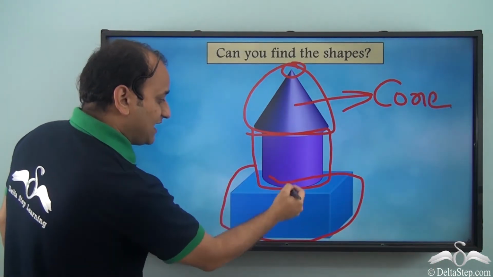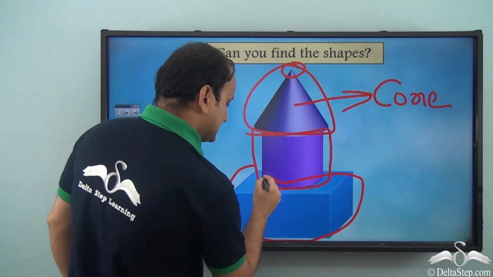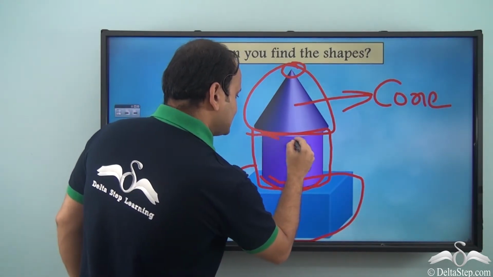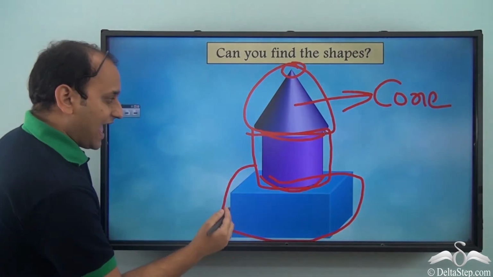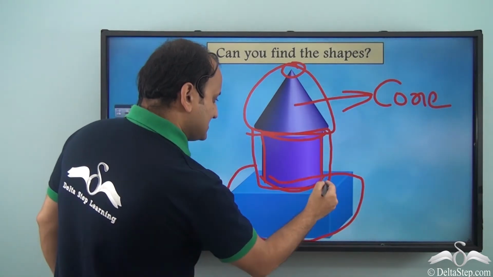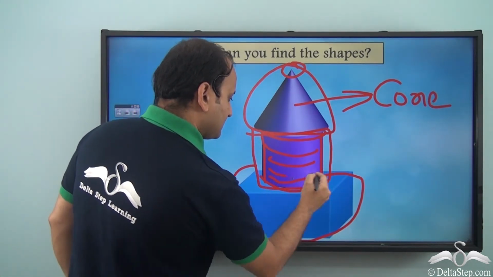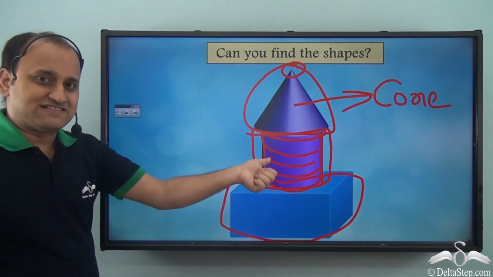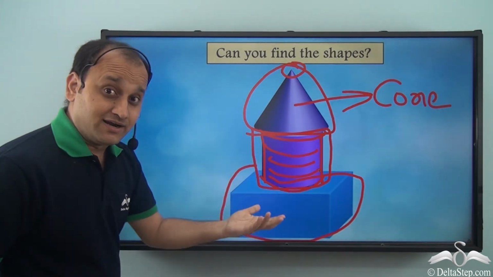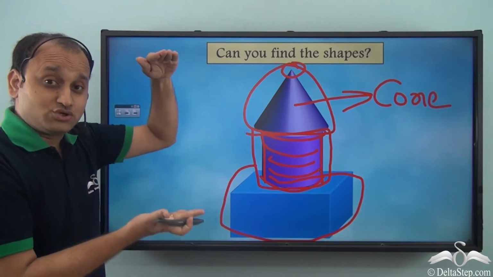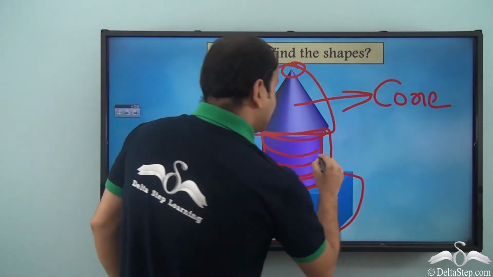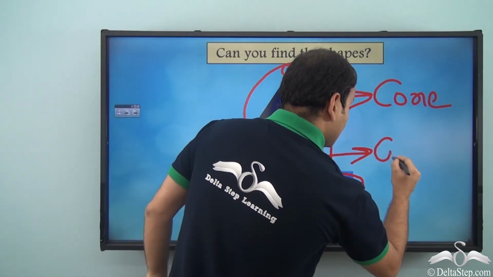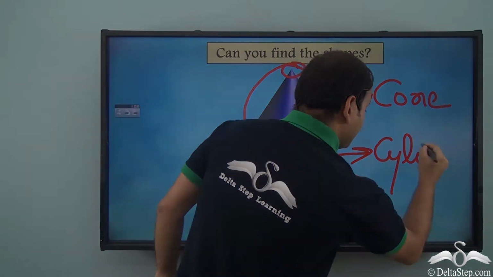Now this part here, well, we can see that the edges are round, isn't it? And this is a curved face again. So what are we seeing here? We see a cylinder, one curved face and two flat faces. So this is a cylinder.